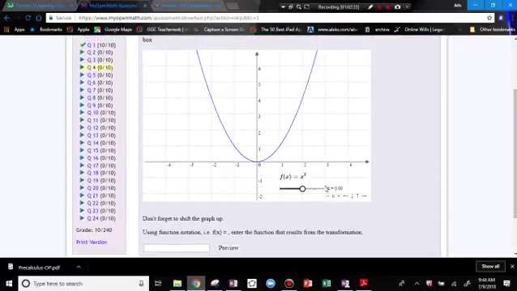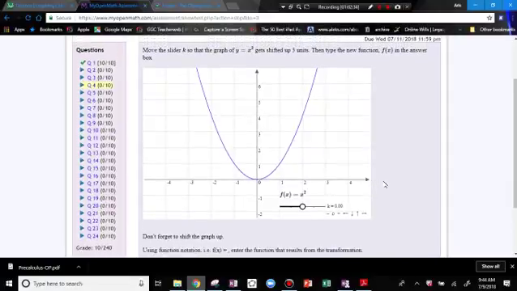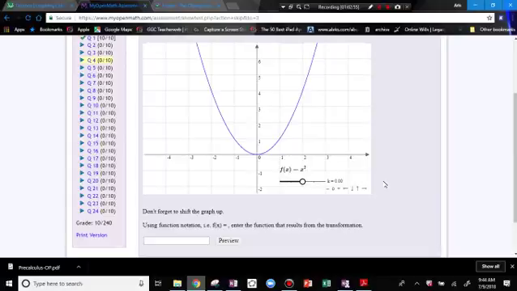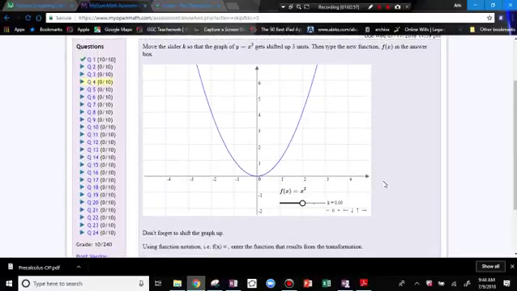Now let's see how to interact with this graphing utility. Move the slider K so that the graph of y equals x squared gets shifted up 3 units. Then type the new function f of x in the answer box. Here's where we need to be careful on how to put this in. That's x squared.